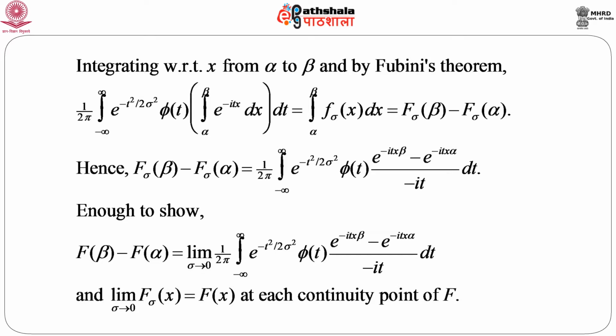So, it is enough to show that capital F beta minus capital F alpha is the limit as sigma goes to 0 of this entire integral. Actually, this is basically the statement of the theorem, and obviously, we have to show that the limit as sigma goes to 0 of F sigma x should be equal to F x, because from here we can arrive at this stage for every continuity point of F.